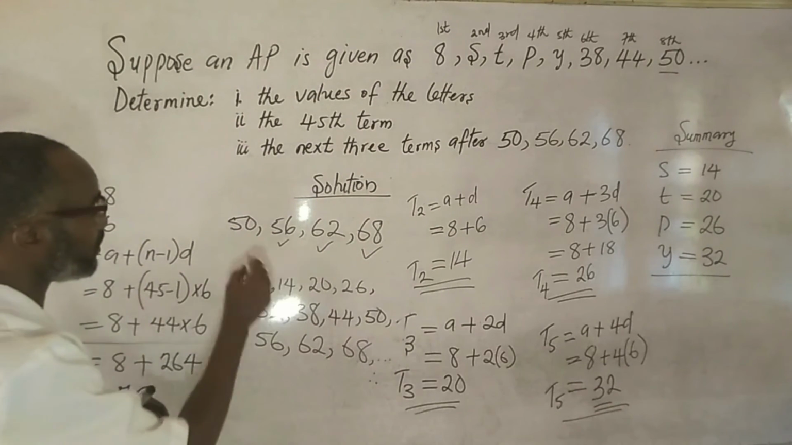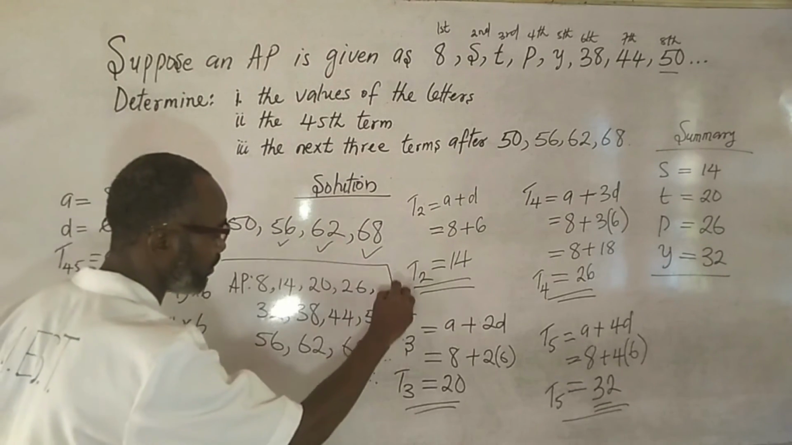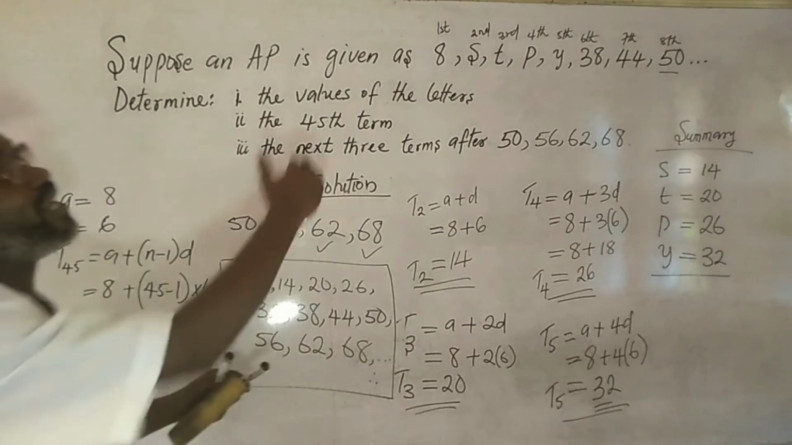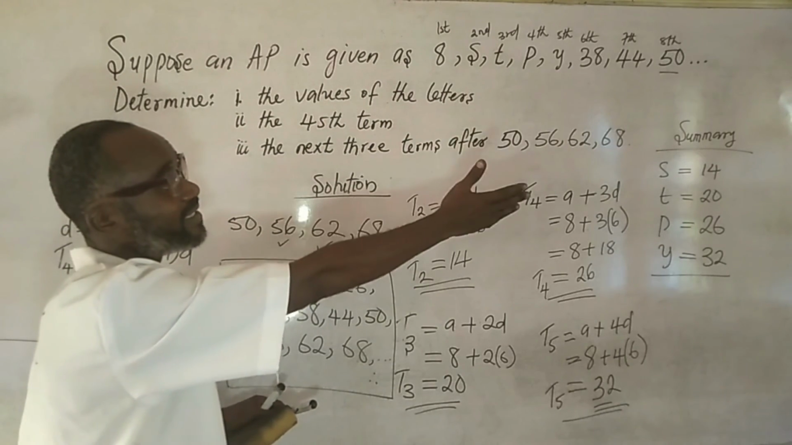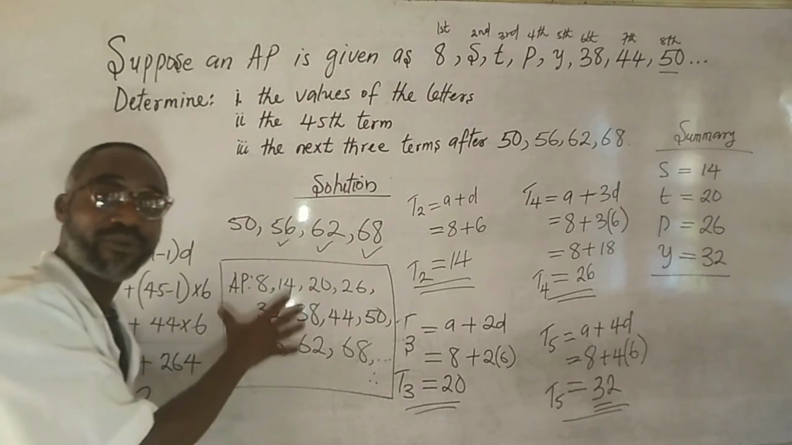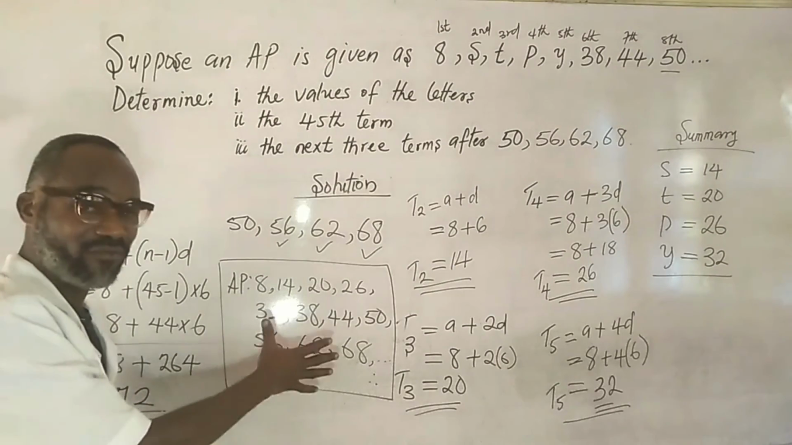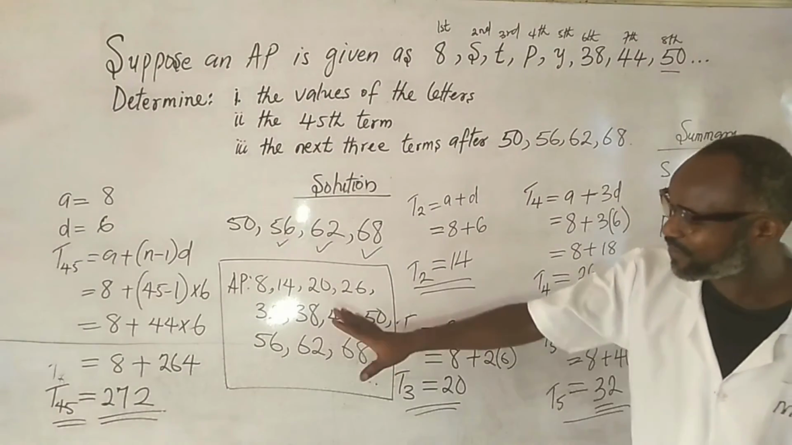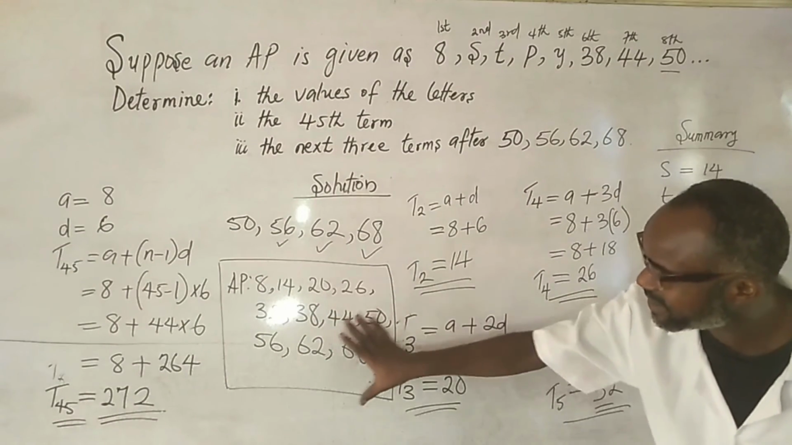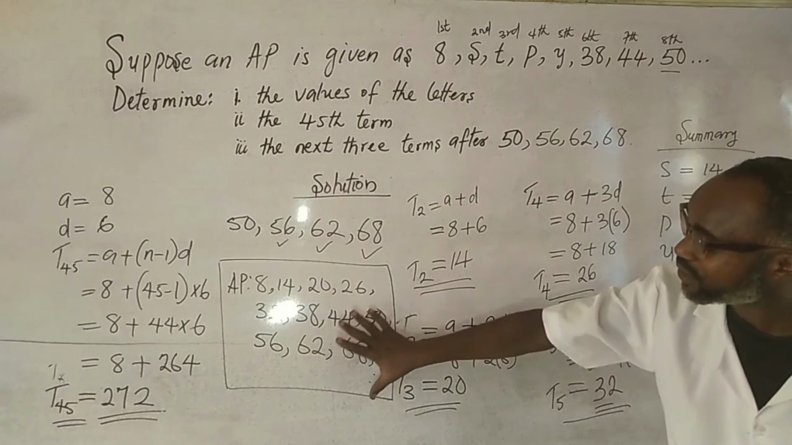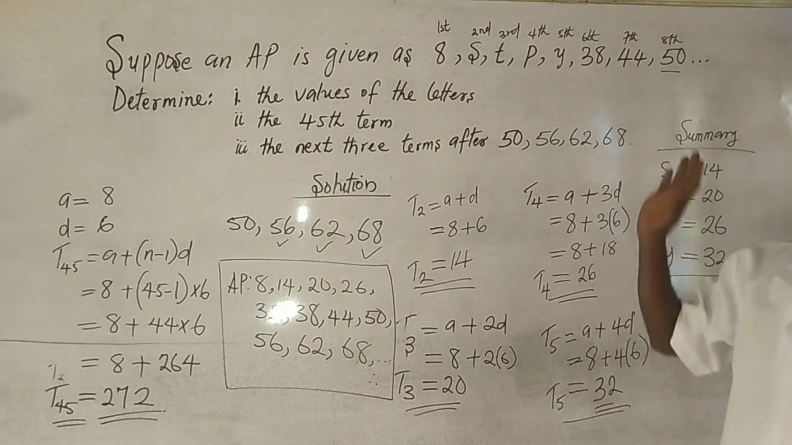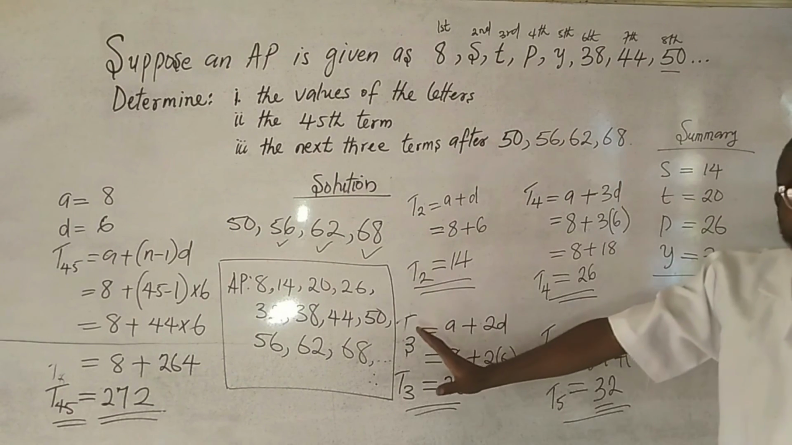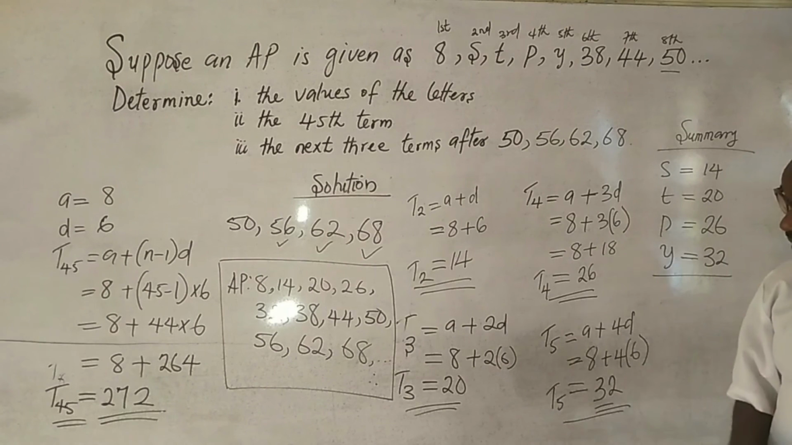So that is it. Can you see? I have generated the AP. Look at it. Very simple. I have completed the values of the letters, and the AP, the arithmetic progression, is complete. Look at the values. Interesting. Nothing is missing. Letters have been found. The sequence has been completed. That's all. That's what it means.